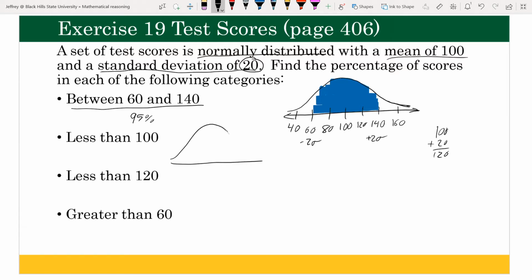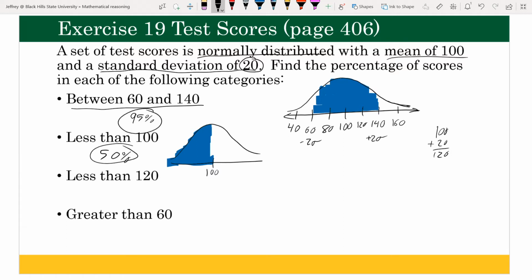For the second problem, we want the percentage of values that are less than 100. Well, 100 is right in the middle, and essentially we were trying to find the percent to the left of it. So what percentage is shaded? Well, there's only about 50% that is shaded, and then the other 50% is not shaded.